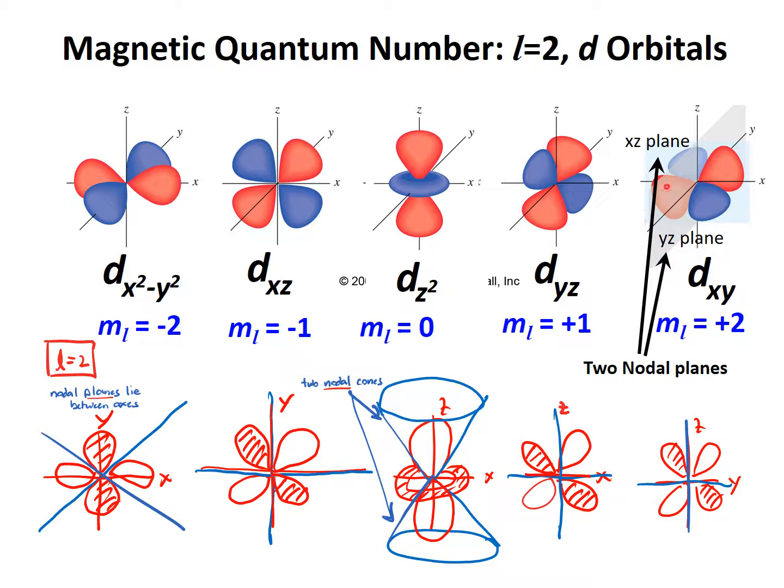We can see here that each d orbital has 2 nodal planes. For 3 of the d orbitals, those nodal planes lie along the axes. For one of the d orbitals, the nodal planes lie between the axes, and that's the case for dx² minus y². dz² is a little bit different, because it doesn't have 2 nodal planes, but it has 2 nodal surfaces, or nodal cones, shown here. So once again, you should be able to draw the d orbitals as well as draw the nodal surfaces or nodal planes.